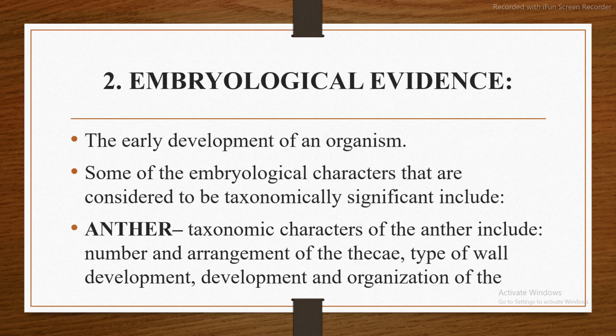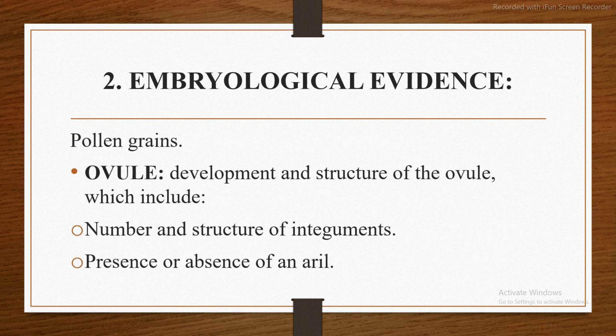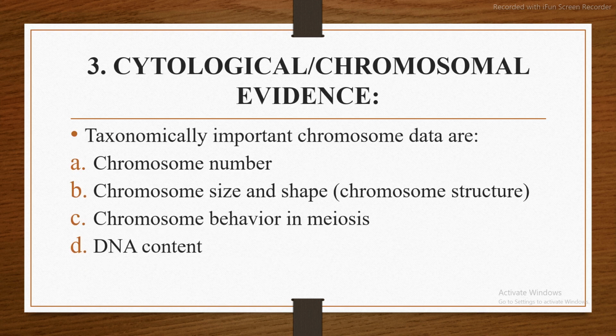Second is embryological evidence, the early development of organisms. Some of the embryological characters that are considered to be taxonomically significant include: first is anther. Taxonomic characters of the anther include number and arrangement of the thecae, type of the wall development and organization of the pollen grains. Second is ovule, development and structure of the ovule, which include number and structure of the integuments, presence and absence of an aril.